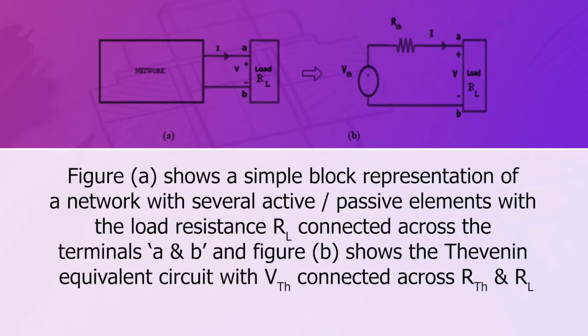Figure A shows a simple block representation of a network with several active and passive elements, with the load resistance RL connected across the terminals A and B. Figure B shows the Thevenin equivalent circuit with Thevenin voltage VTH connected across Thevenin resistance RTH and load resistance RL. Now, how to find out the Thevenin voltage and Thevenin resistance?